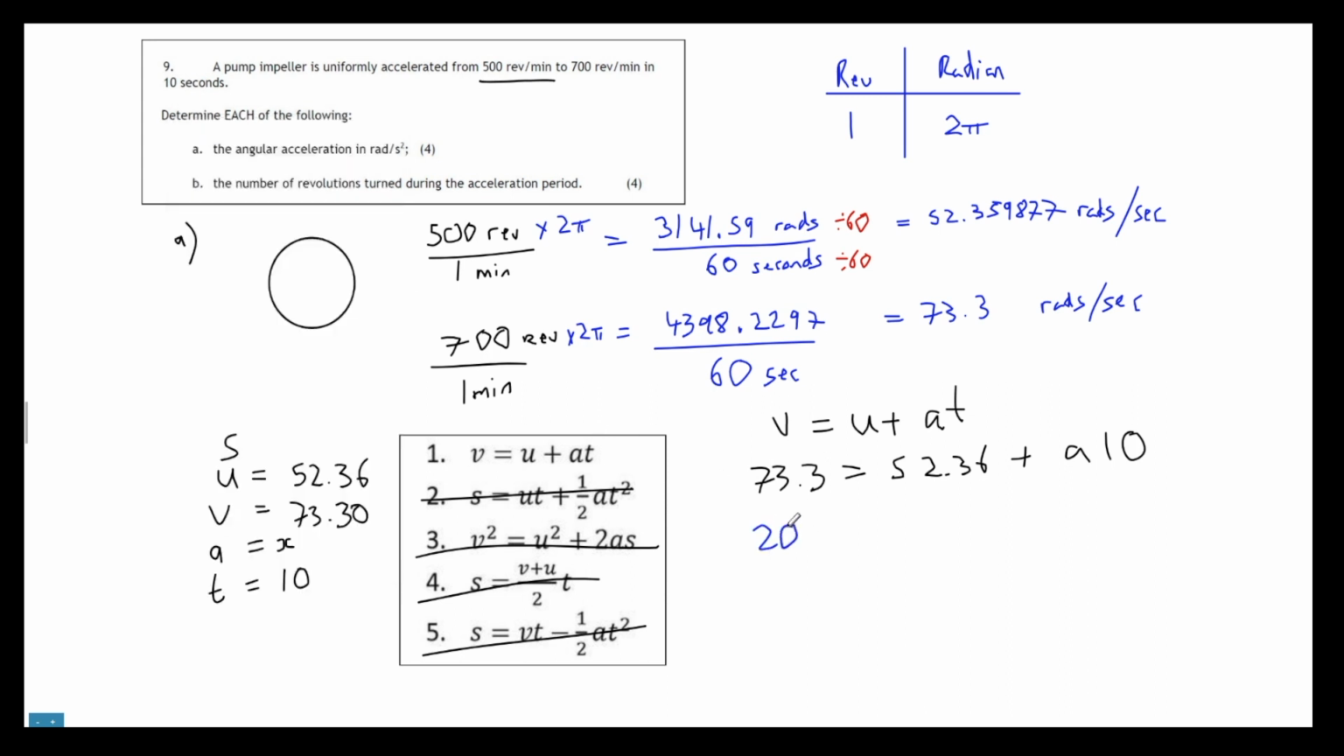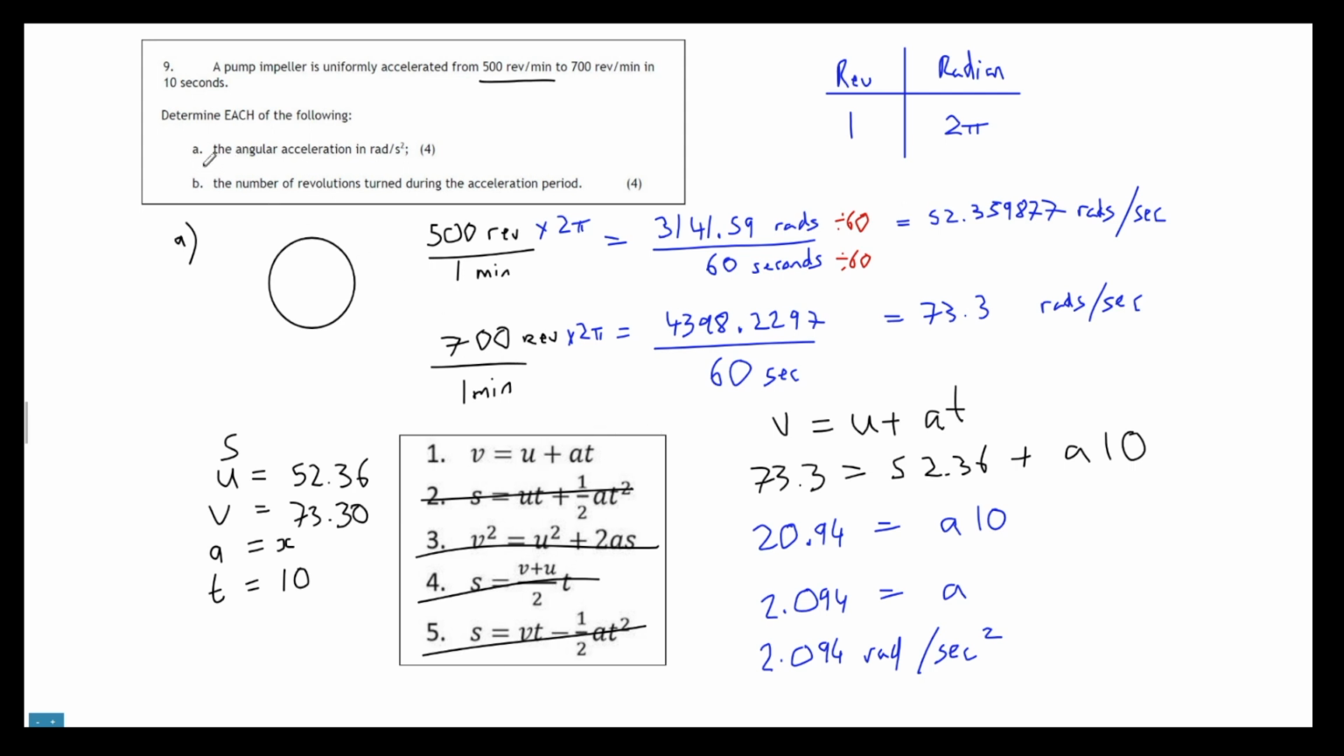All right, that's 20.94. 20.94 is equal to 10a. Divide by 10. We're going to get 2.094 is equal to a. This is in rads per second squared, so I guess we should say that. Rad per second squared. That's it. We didn't have to use different formulas. It was absolutely fine. We got the right answer.